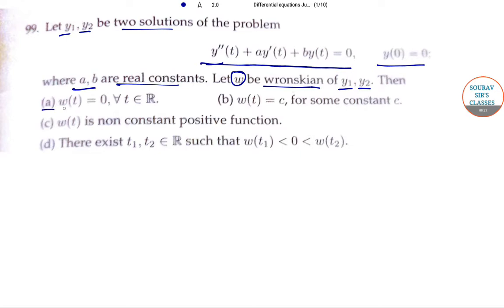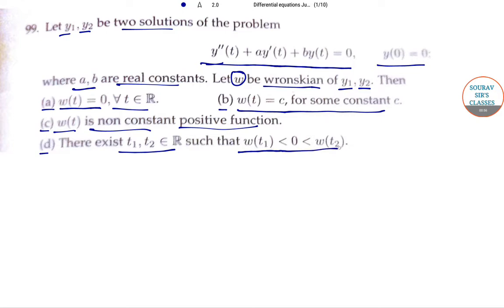Option A, W(t) is equal to 0 for all t belonging to R. Option B, W(t) is equal to C for some constant C. Option C, W(t) is a non-constant positive function. And option D, there exist t1, t2 belonging to R such that W(t1) < 0 < W(t2).